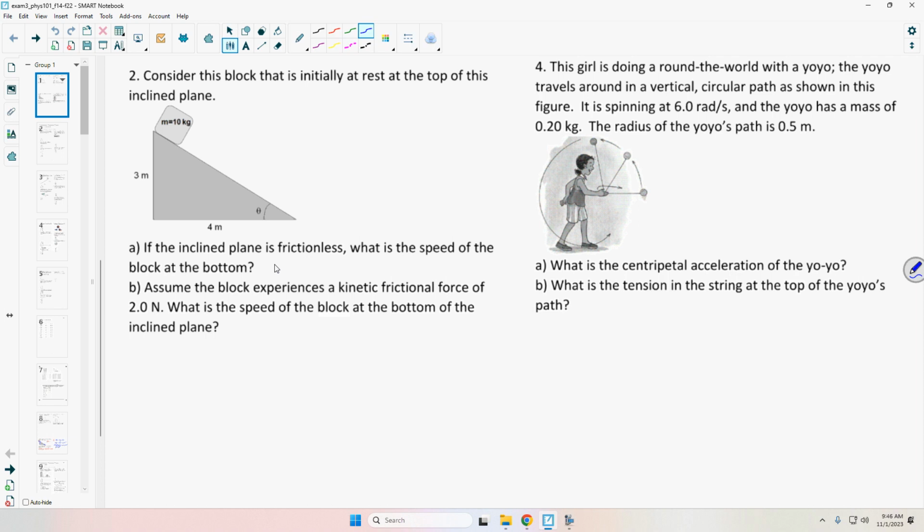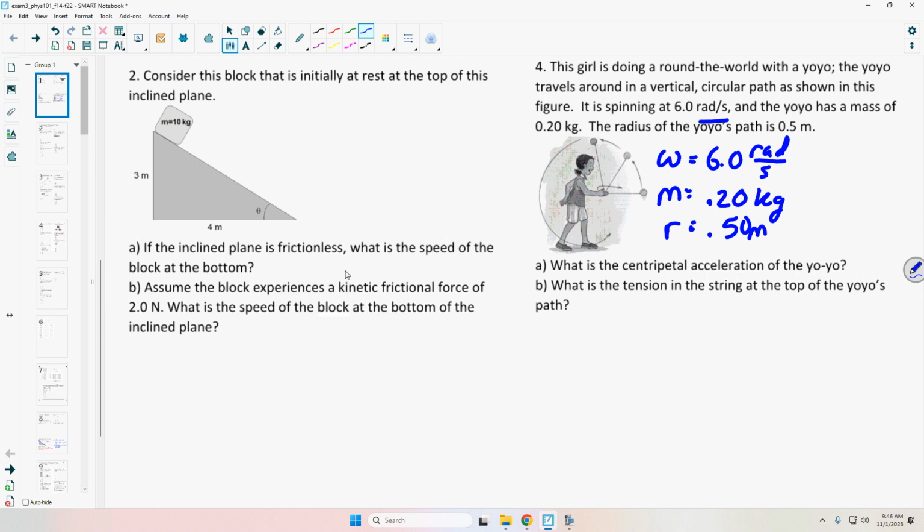First thing we're going to do is just write down everything that we know, and I recommend that you do the same. I have a yo-yo that's traveling in this circular path. It tells me that it's spinning at 6 radians per second. I can determine what variable that is just from the units. Since it's in radians per second, that is omega, 6.0 radians per second. Also, it has a mass of 0.20 kilograms, and the radius of its path is 0.5 meters. I meant to have 2 sig figs there, so let's keep 2 sig figs the whole way.